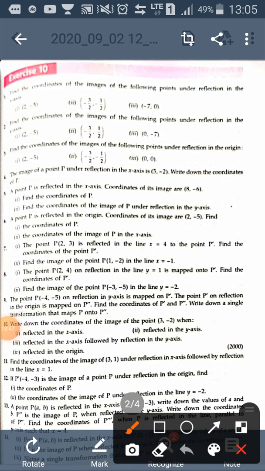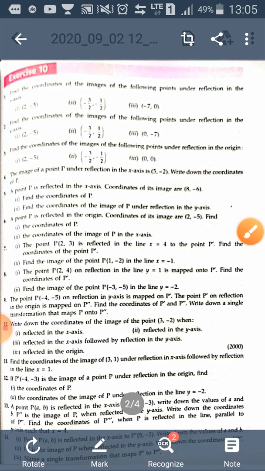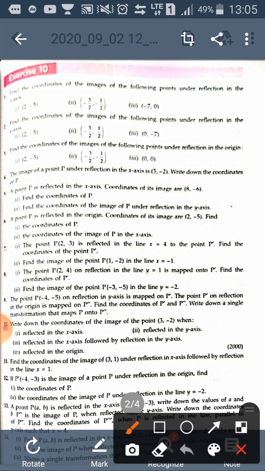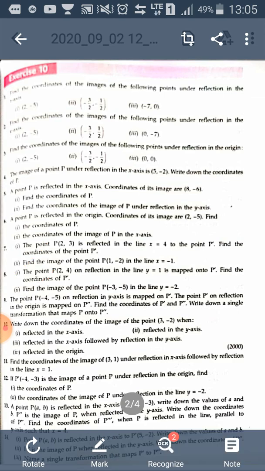And here is the same thing: find the image of the point P1 comma minus 2 when it is reflected along the line x is equal to minus 1. This one you're going to do on your own. In case you're not able to do it, then ask me. 8 part 1 you're going to do on your own. 8 part 2 you're going to do on your own. Use the graph for this.